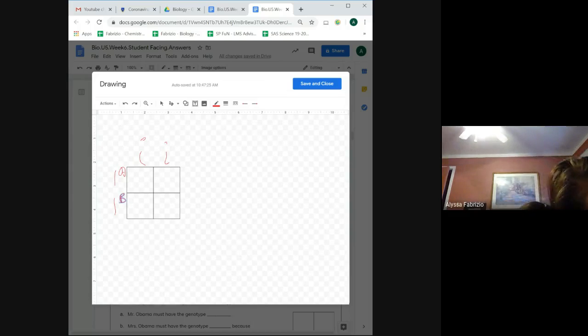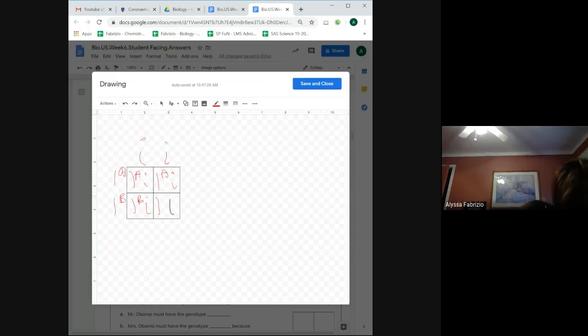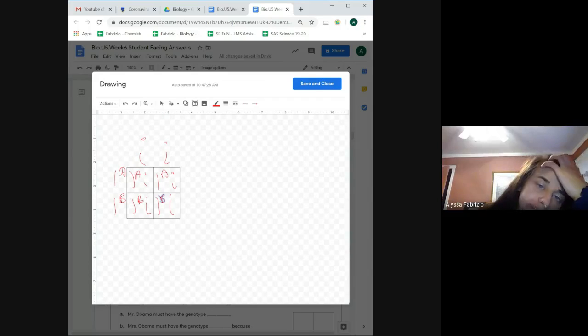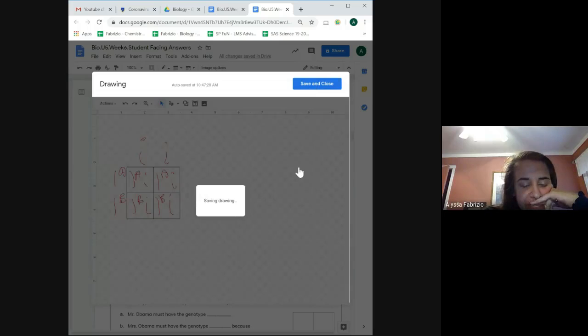So a cross between all of these would result in heterozygous individuals for each. So all of these individuals would be heterozygous. 50% would have type A blood and 50% would have type B blood.